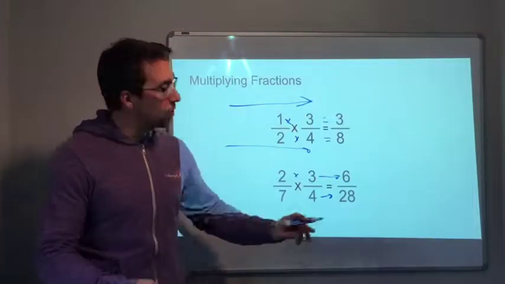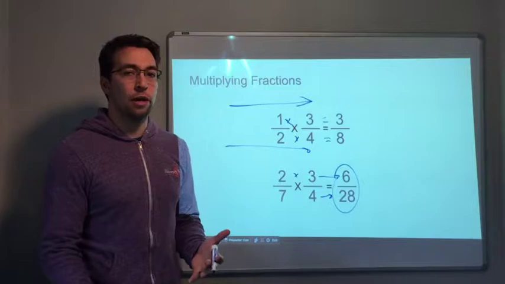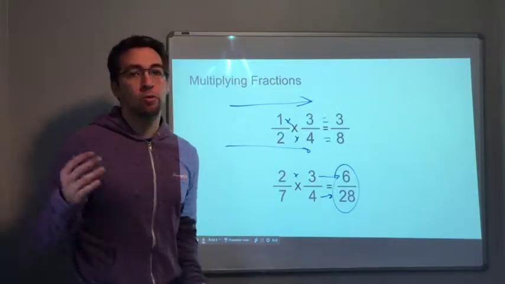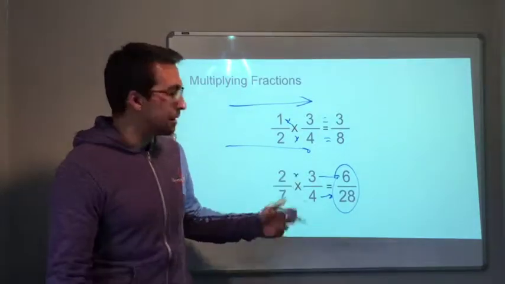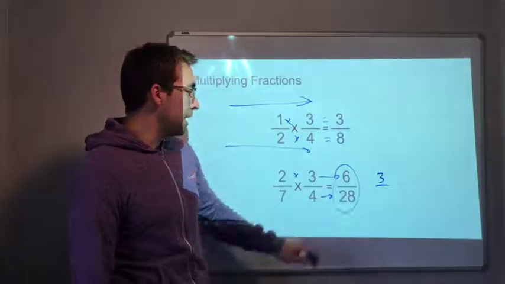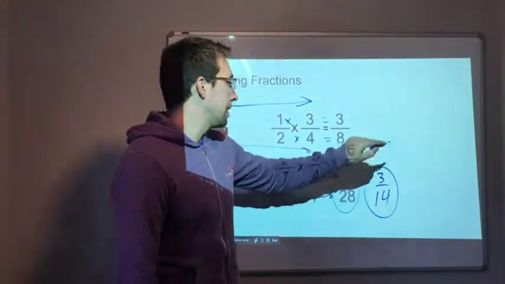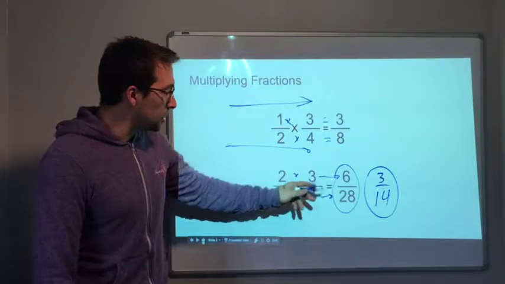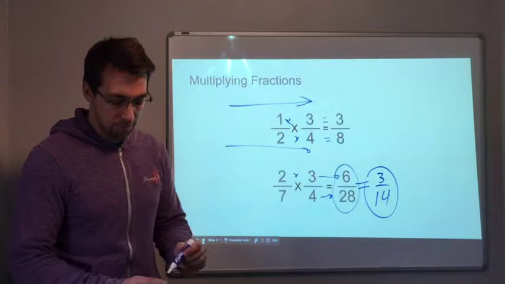Now, here I want to show you this. We know that we can reduce this fraction, right? 6 is an even number, 28 is an even number. So let's just start with dividing it by 2. 6 divided by 2 is 3. 28 divided by 2 is 14. Perfect. That is our answer. 6 over 28 is the same thing as saying 3 over 14.